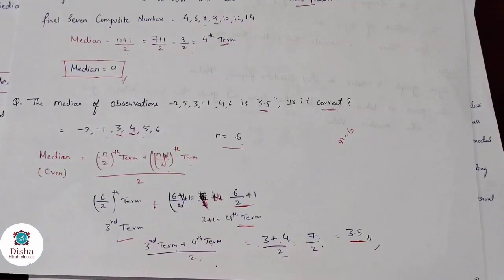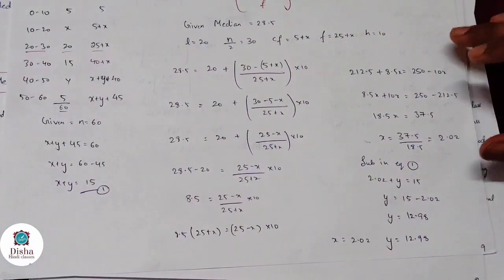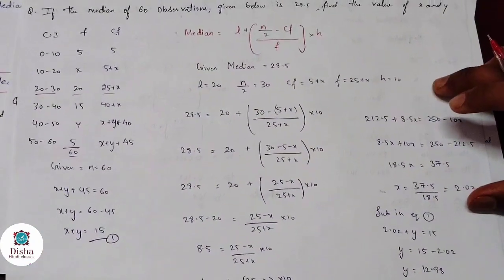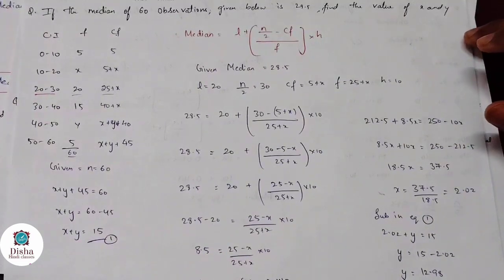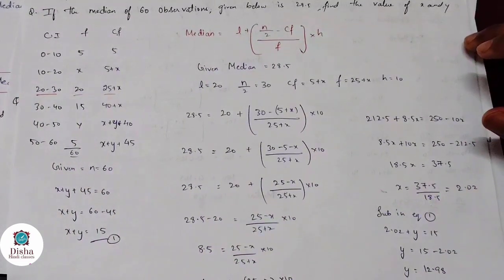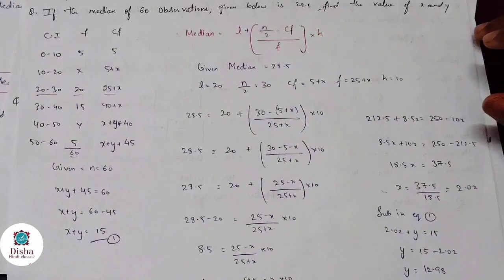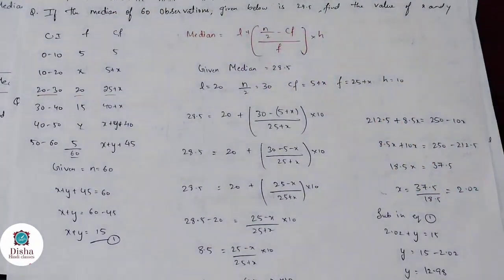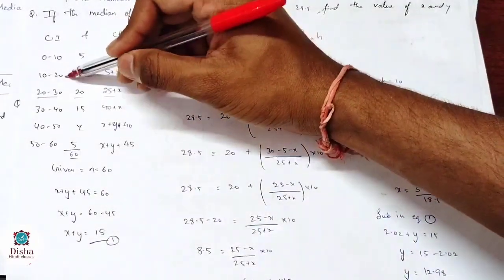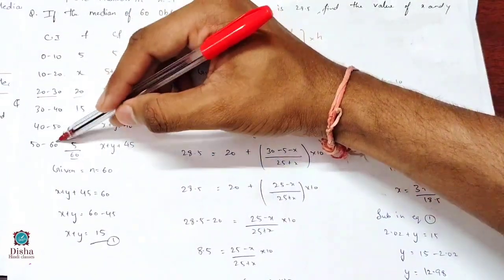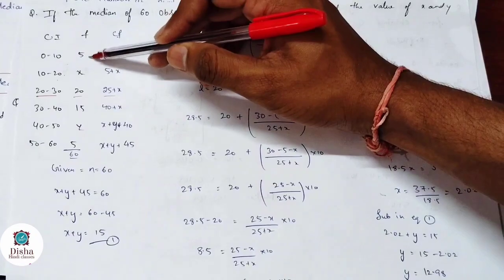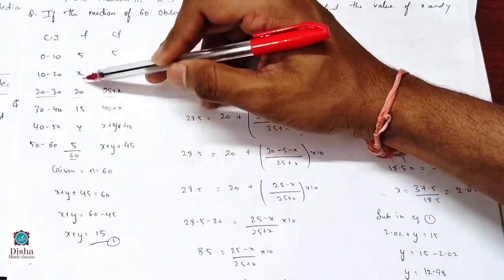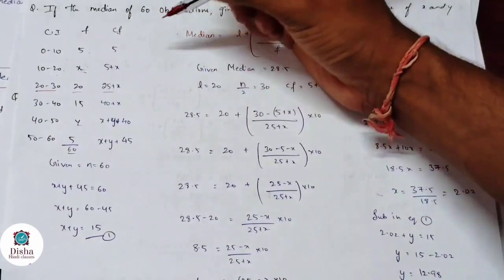So now we'll be looking at the problems of grouped data. Here the median of 60 observations is given, and the cumulative frequencies are missing. We have to find the values of x and y. The class intervals are 0 to 10, 10 to 20, 20 to 30, 30 to 40, 40 to 50 and 50 to 60. The frequencies are given as 5, x, 20, 15, y, 5. Here x and y are missing.